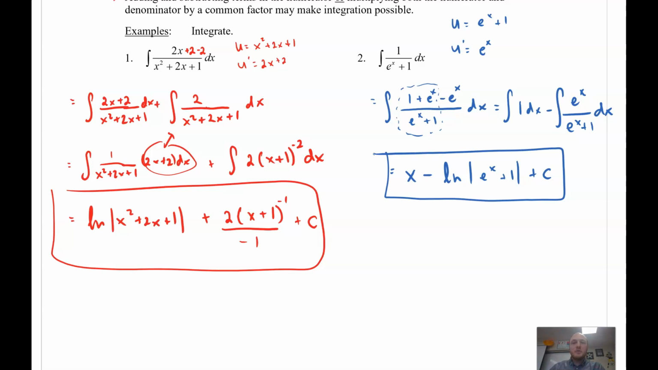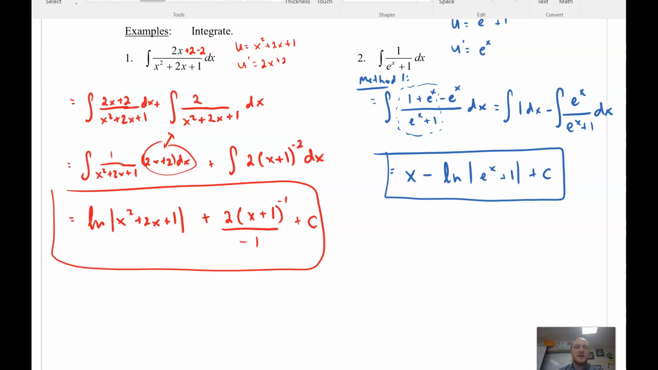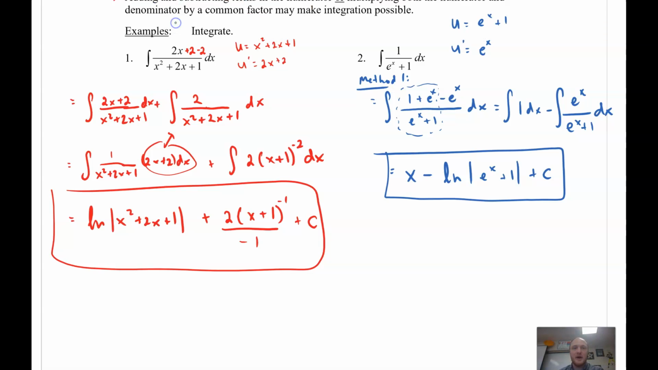I do want to teach you another method. So this is method 1 for this problem. There is a method 2 that you can utilize that they've been talking about in the notes. So here's method 2.